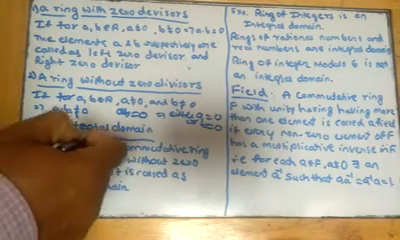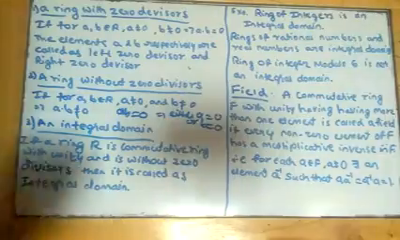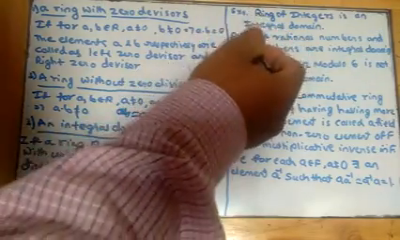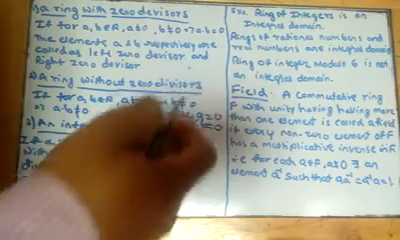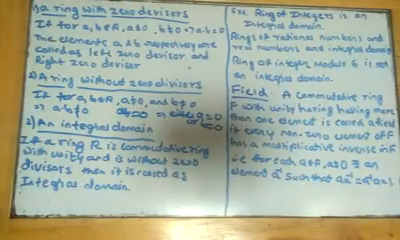Then it is said to be an integral domain. An example of an integral domain is the ring of integers. Similarly, the rings of rational numbers and rings of real numbers are all integral domains.